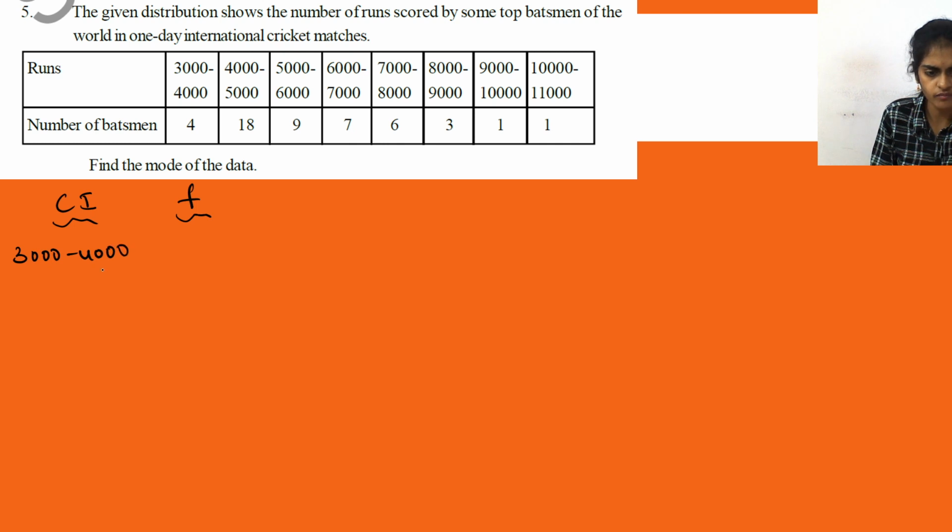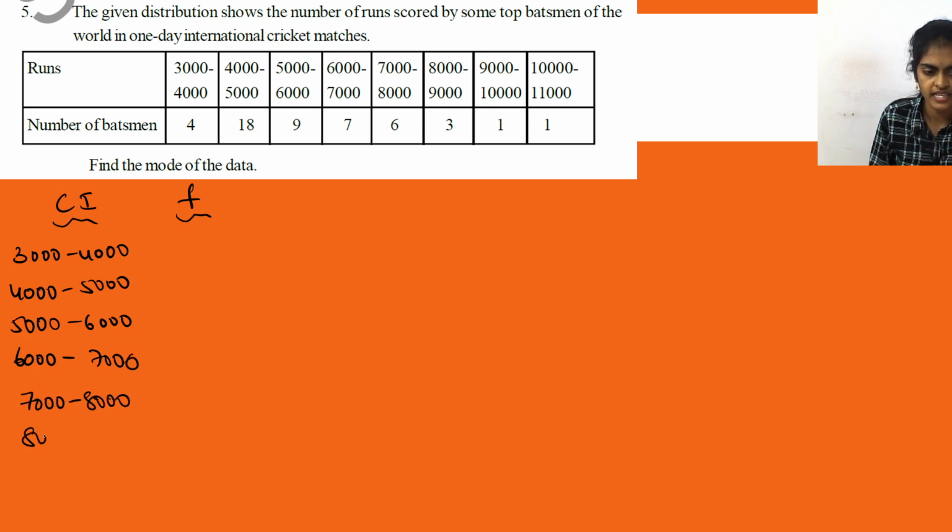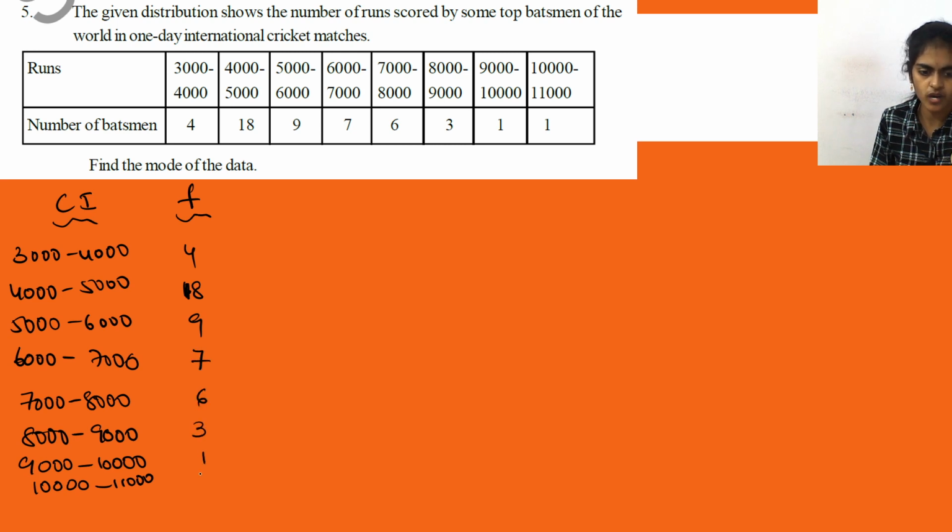3,000 to 4,000, 4,000 to 5,000, 5,000 to 6,000, 6,000 to 7,000, 7,000 to 8,000, 8,000 to 9,000, 9,000 to 10,000, 10,000 to 11,000. Okay, big table. And what are the frequencies? 4, 18, 9, 7, 6, 3, 1, 1. Out of this, what is the highest frequency?